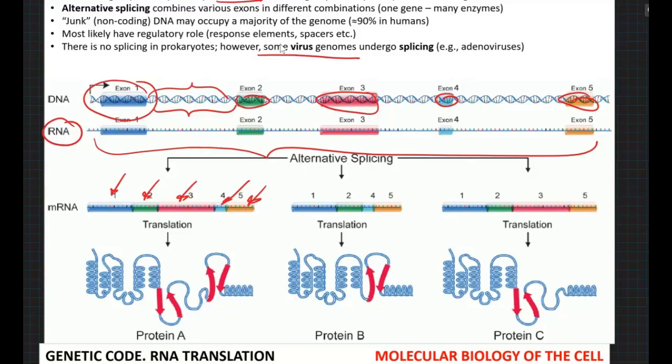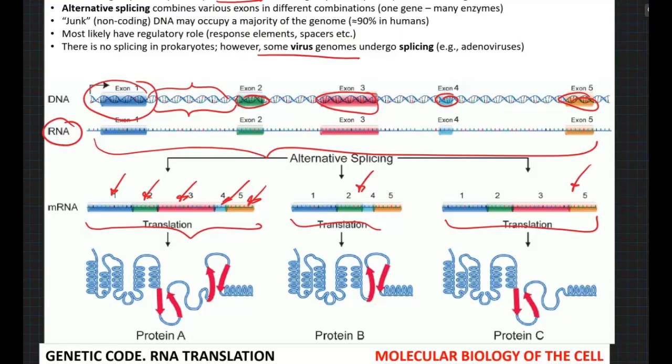So check this out. This RNA contains all 5. These two each contain 4. Different 4, though. This one misses number 3, and this one misses number 4. This is called alternative splicing.